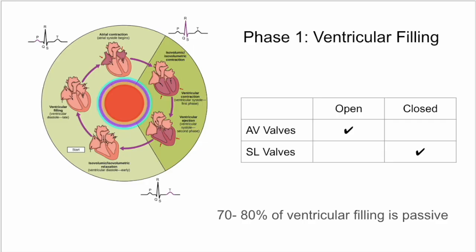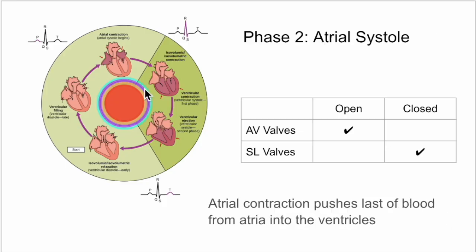The next phase, we have the atria contracting, pushing the last bits of blood that are in the atria into the ventricles. Here, the AV valves are still open, and the semilunar valves are still closed. This completes the filling of the ventricles and sets us up for getting blood out of the heart and into the pulmonary and systemic circuits.